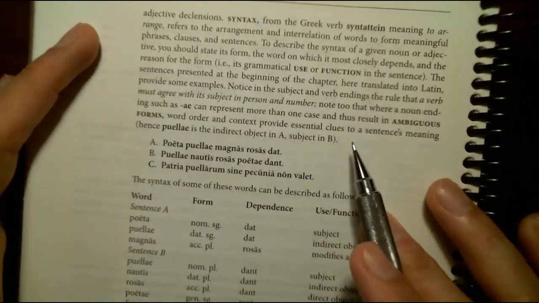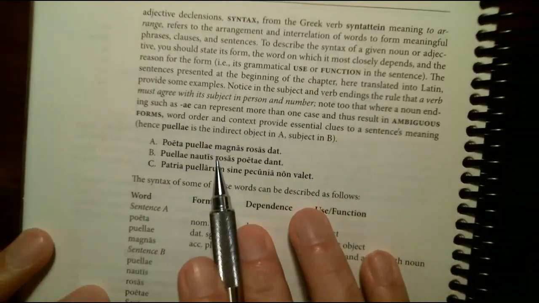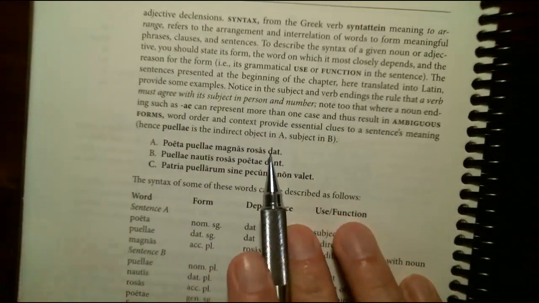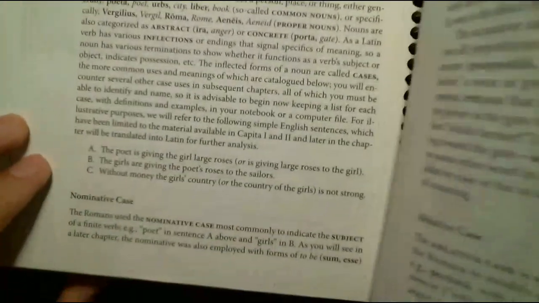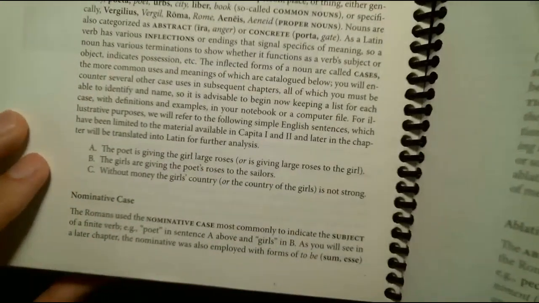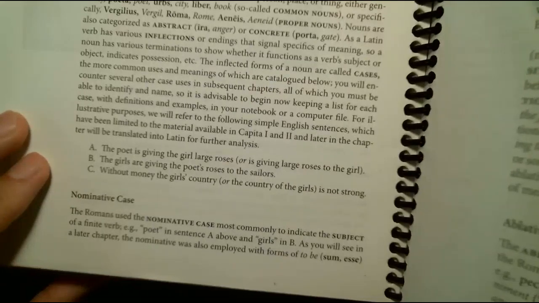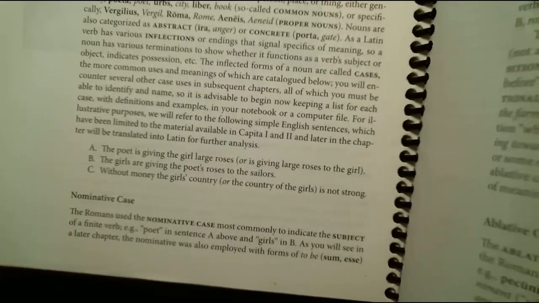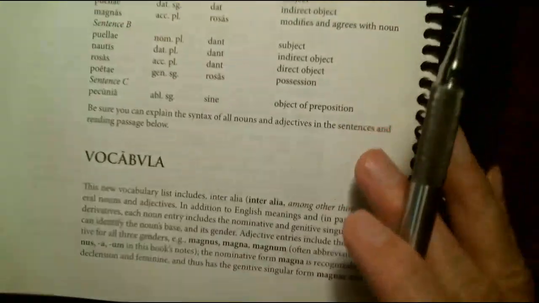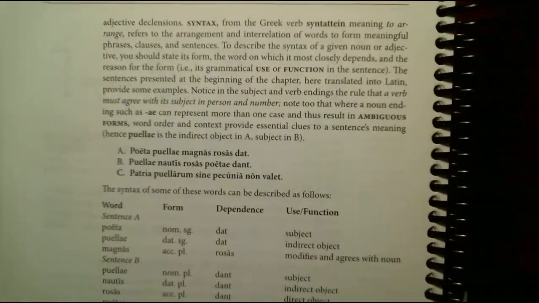All right, now let's look at that Latin sentence. This is the Latin of that English sentence we looked at in the very beginning. If you remember, the poet is giving the girl large roses, or as I prefer, the poet is giving large roses to the indirect object dative girl. So now we have that in Latin. Let's look at it.